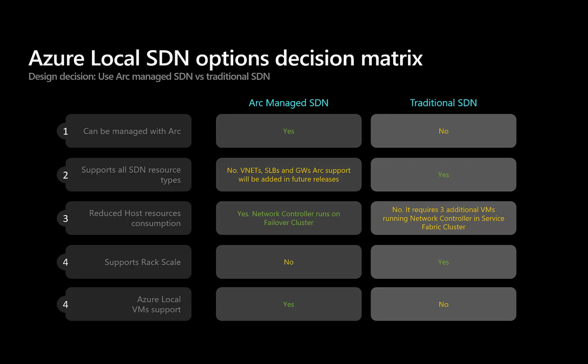But on the other hand, going down the traditional SDN path with deployment through Windows Admin Center or SDN Express means that you're able to use the entire SDN stack, but you can't manage with Arc. It also requires some more host resource consumption since you'll need 3 additional VMs running Network Controller in Service Fabric cluster, and there is no Azure Local VM support, although rack scale is supported.